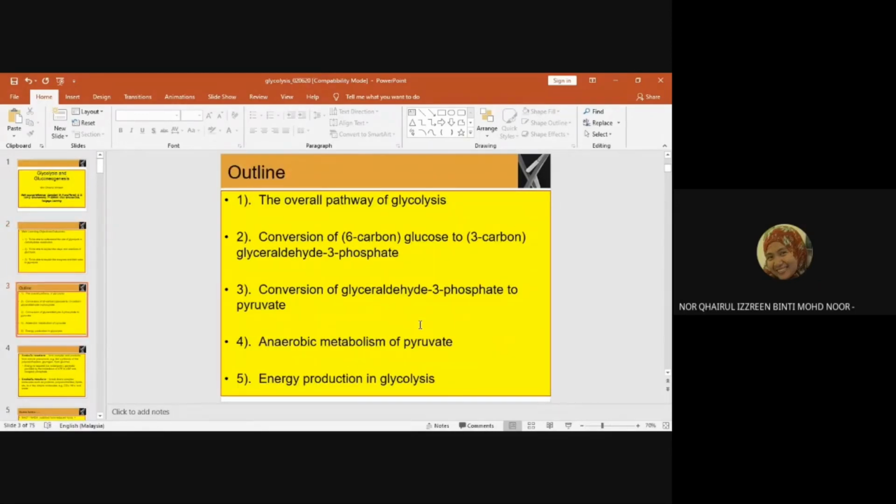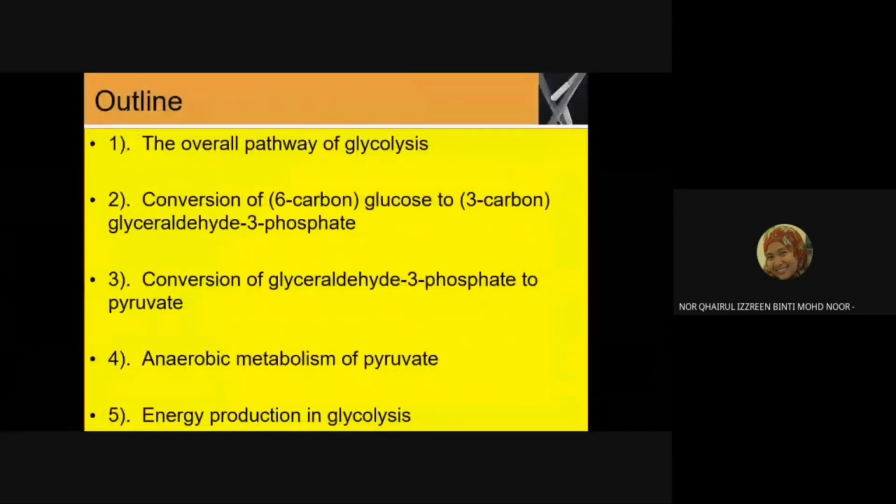So the outline for today's lecture will be the overall pathways of glycolysis. And these pathways are basically divided into two stages. One is the conversion of 6-carbon glucose to 3-carbon glyceraldehyde triphosphate, and the conversion of glyceraldehyde triphosphate to pyruvate, and also the anaerobic metabolism of pyruvate and the energy production, which is ATP in glycolysis.